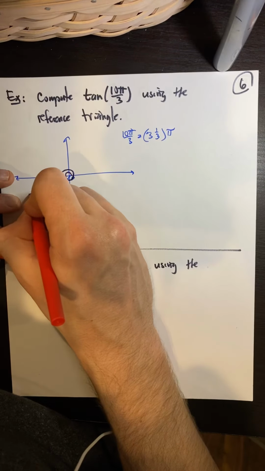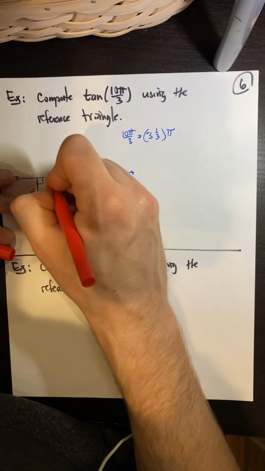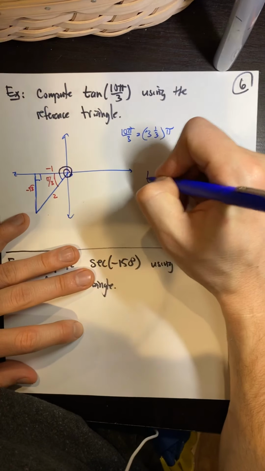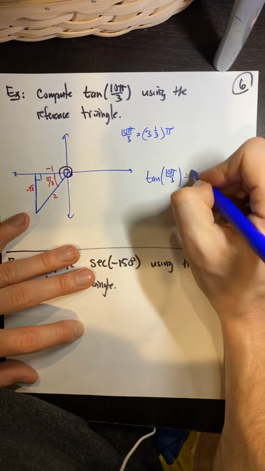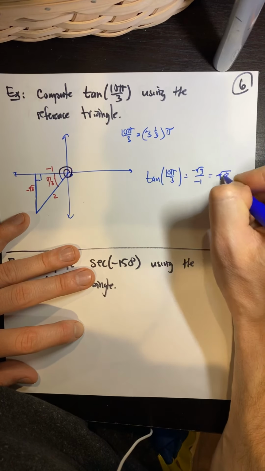So this tells me that this is the 60-degree triangle. So this would be negative root 3, 2, and negative 1. And so tangent of 10 pi over 3 would equal negative root 3 over negative 1, which is exactly positive root 3.